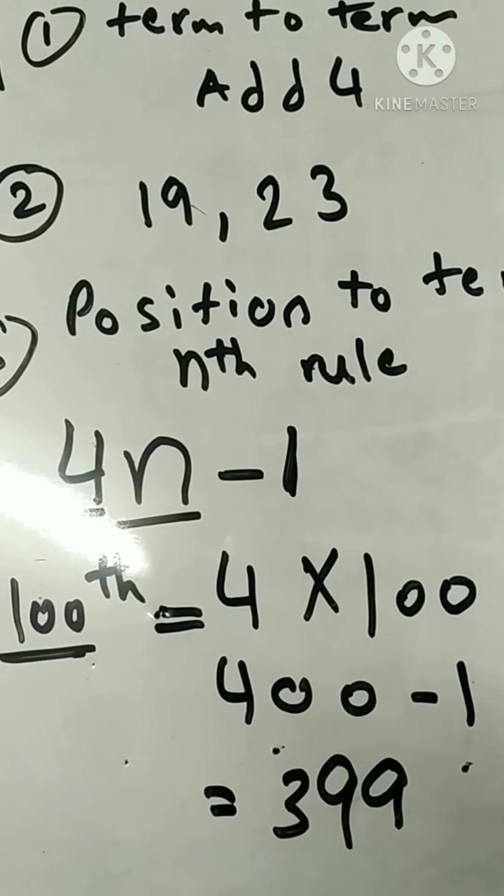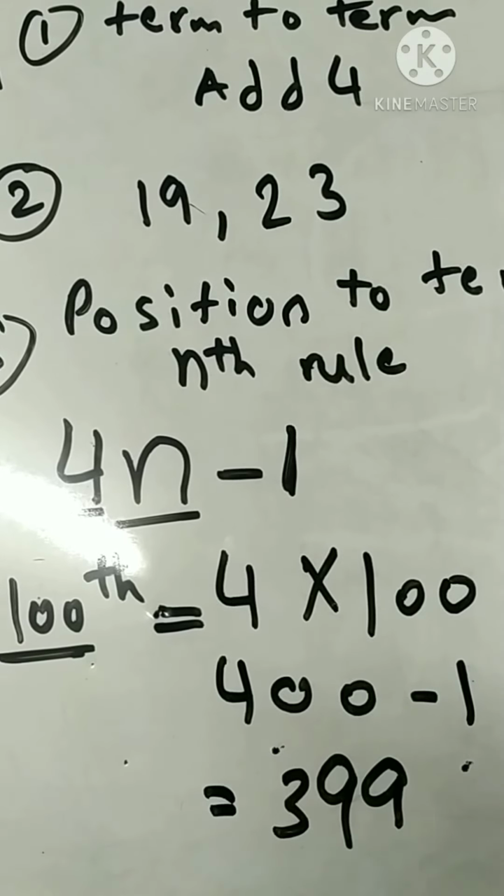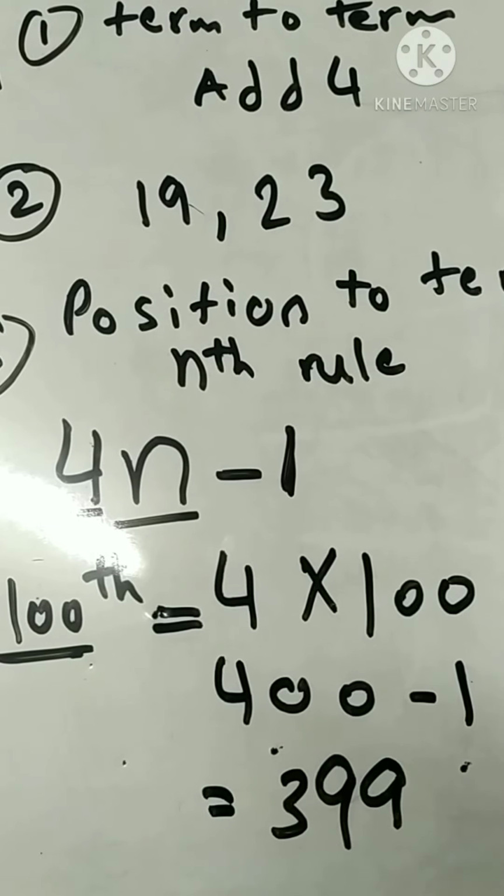This is why I don't need to get all the terms before the 100th term to get the 100th term. I can just get it by only using this rule, the nth rule, or the position to term rule.